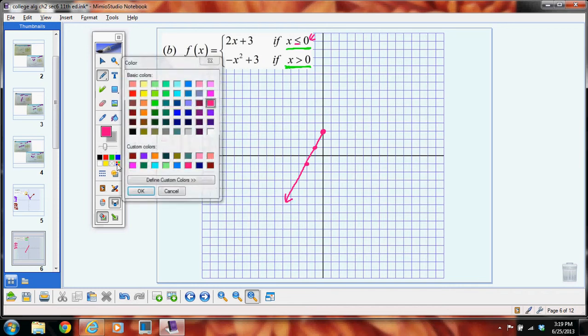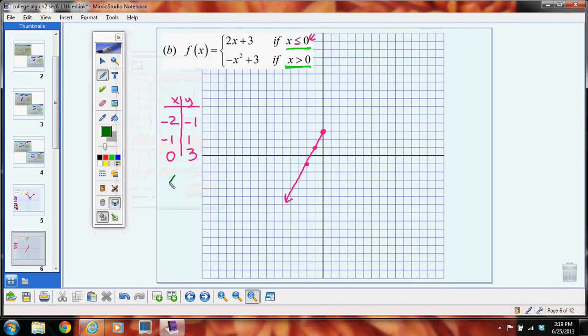Now let's do the other part. We'll do it in green. I need 0 in both my charts. So even though it says greater than 0, I have to put in 0, and then I'll try 1 and 2. So if I put a 0 up here, -0 is 0, and 0 plus 3 is 3. If I put a 1 here, 1 squared is 1, but that negative stays. So I have -1 plus 3, which is 2. If I put a 2 here, 2 squared is 4, the negative stays with it. -4 plus 3 is -1.